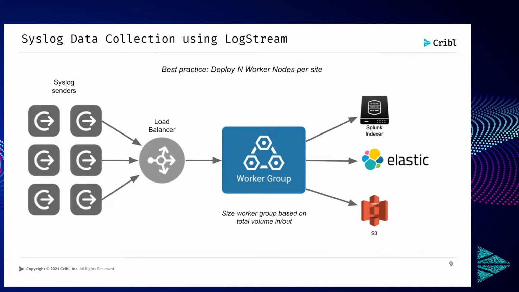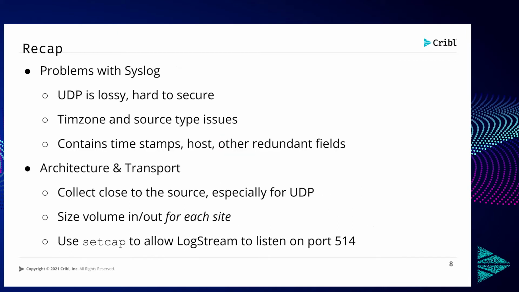And so the recommendation would be to deploy a couple of workers on-prem behind a load balancer on-prem to collect that data as close to the source as possible, so that you minimize those risks of lossiness due to UDP, and so that you can get the benefits of volume reduction, enrichment, and so forth before you traverse that data across the wire out to a cloud destination, perhaps. So, collect as close to the source, covered that.